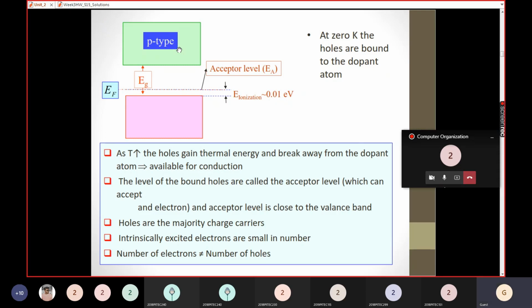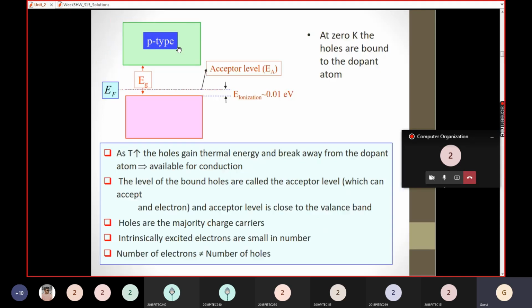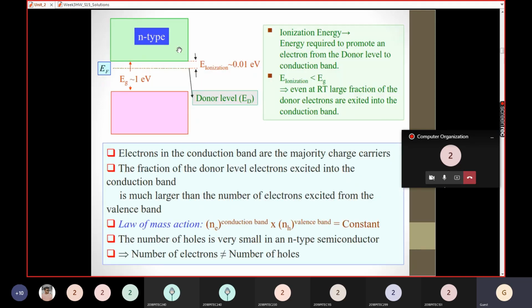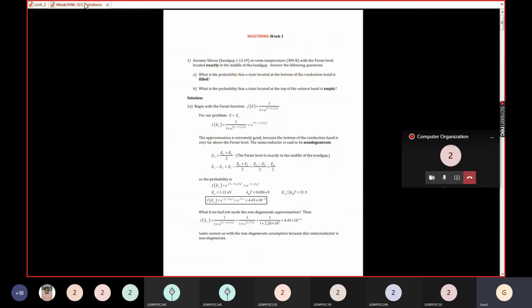So remember, in extrinsic semiconductor doping, you have to remember two different words. For N type, it is donor level ED, and for P type, it is acceptor level EA. Both are equal to 0.01 electron volts. But the condition here is for N type, EI should be less than EG. For P type, EI should be greater than EG. Okay, so now let us move to the problems. With this basic, we should see through some of the problems here.